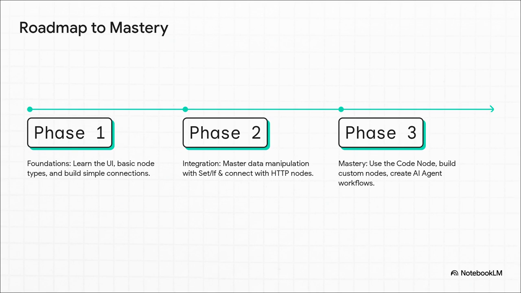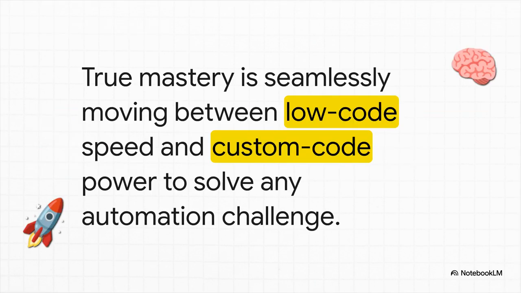In Phase 2, you level up. This is where you master how to manipulate data with things like the set and if nodes. And most importantly, you master the HTTP request node, which is your golden ticket to connecting with basically any API on the internet. And then, Phase 3, that's true mastery. That's where you start writing your own logic in the code node, building custom nodes from scratch, and creating those amazing AI-driven workflows.